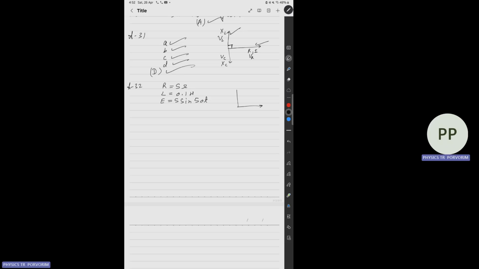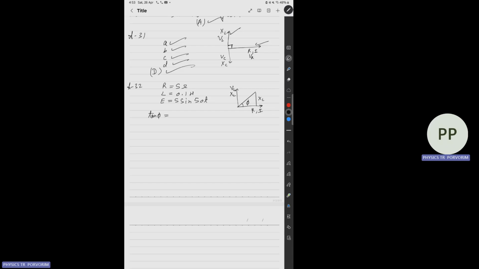So for this, we can draw the graph. This is R and I in the same direction. This is VL or XL in this direction. The graph looks like this. The resultant is in this direction. Let us take this angle as phi. So the phase difference is in this direction. So this is basically XL and this is R. We have to calculate the phase difference.